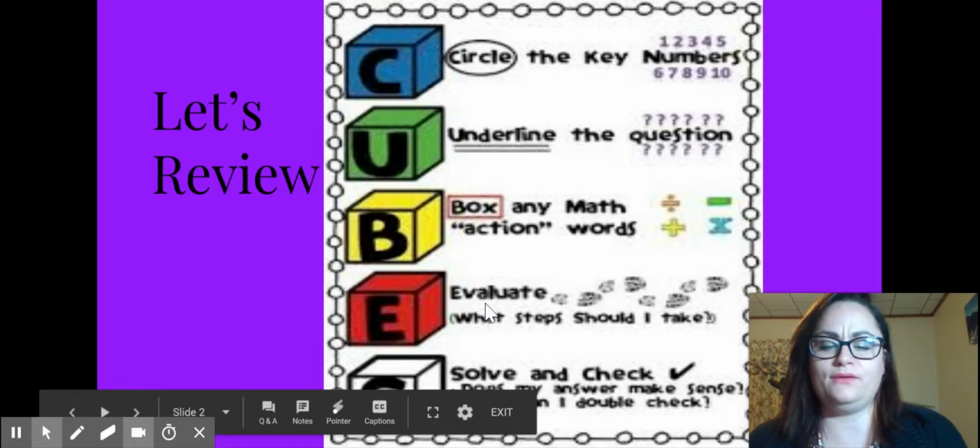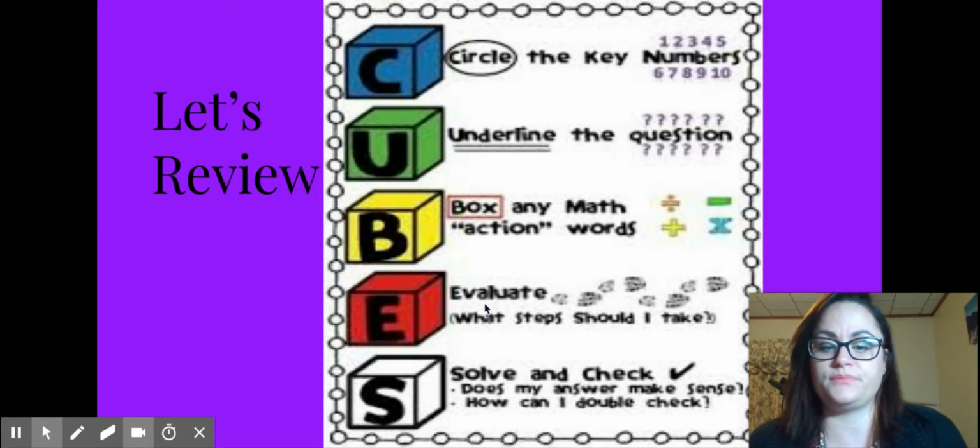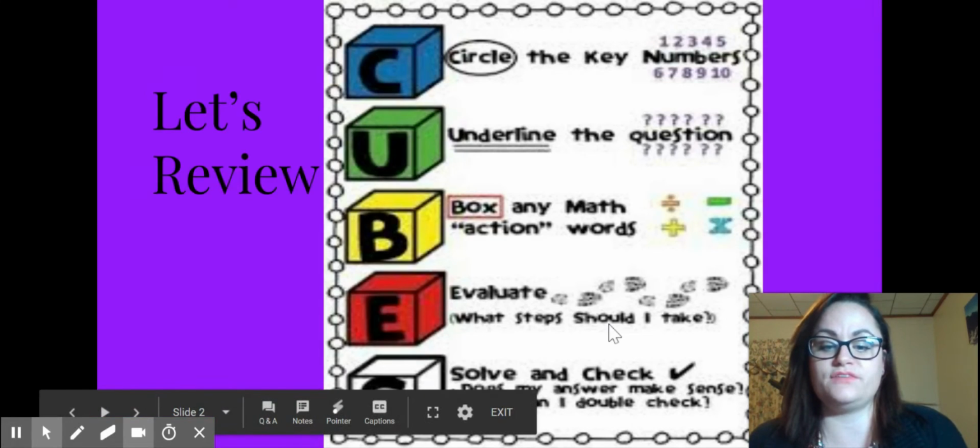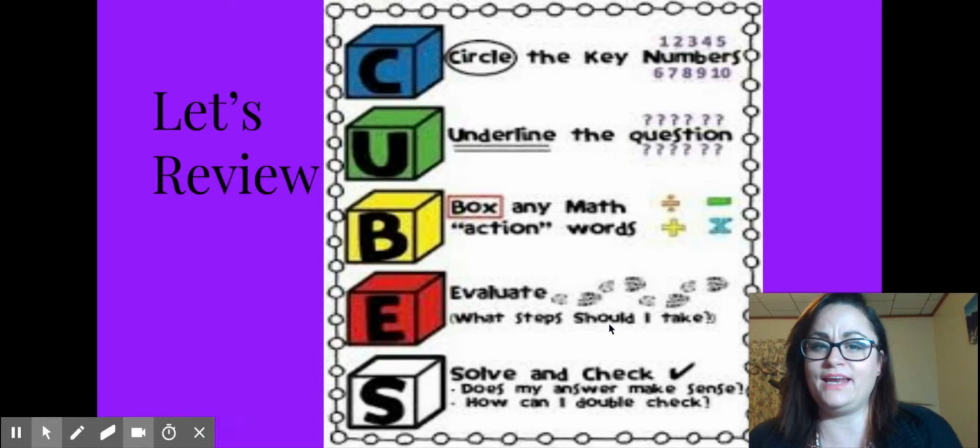E is to evaluate. What steps should I take? How am I going to find the answer? And S is to solve and check. Does my answer make sense? Is it reasonable? And how can I double check my math?